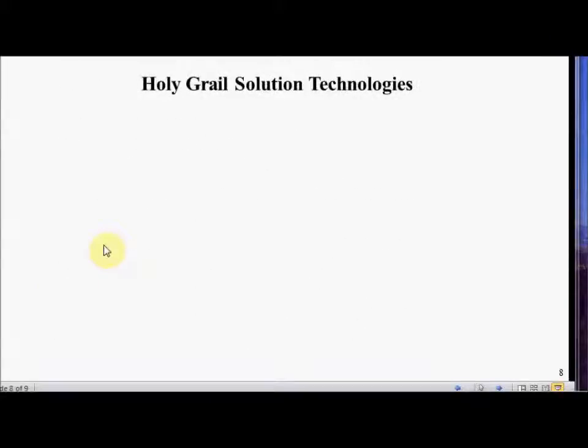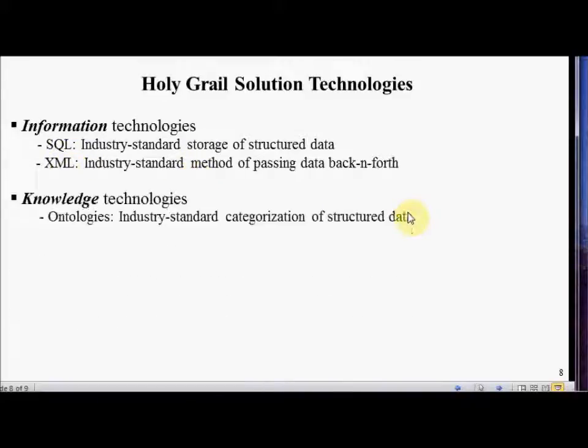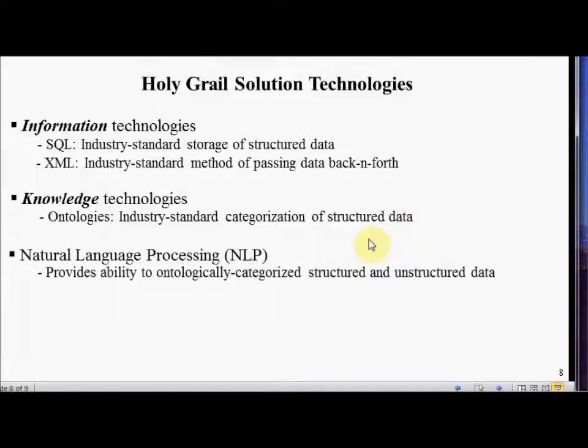Over a number of talks, we're going to talk about a proposed solution to delivering the Holy Grail. In particular, we're going to talk about 4 categories of technologies. We're going to talk about information technologies, namely SQL and XML. We're going to talk about knowledge technologies, something called ontologies, which are an industry standard way of categorizing structured data. We're going to talk about natural language processing, which provides the ability to ontologically categorize structured and unstructured data.